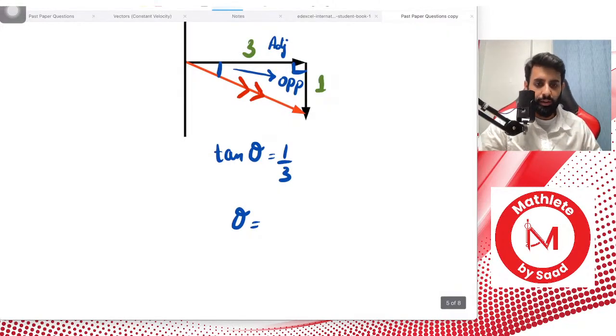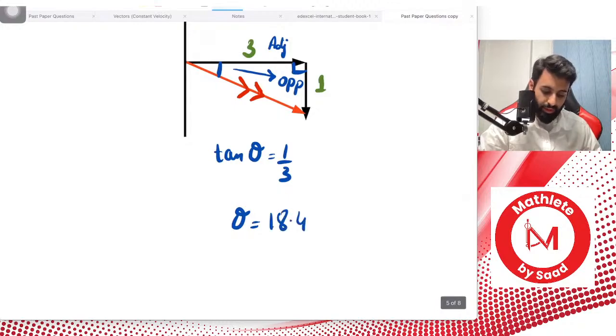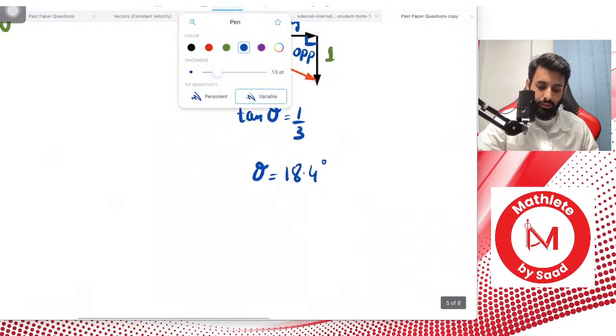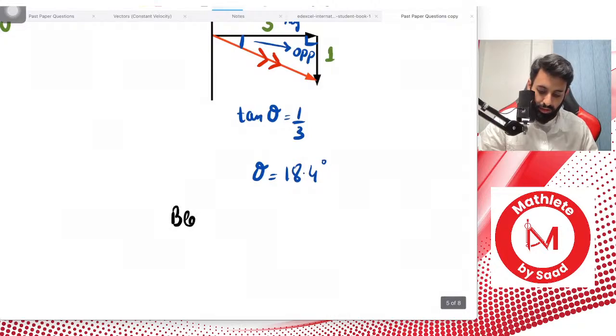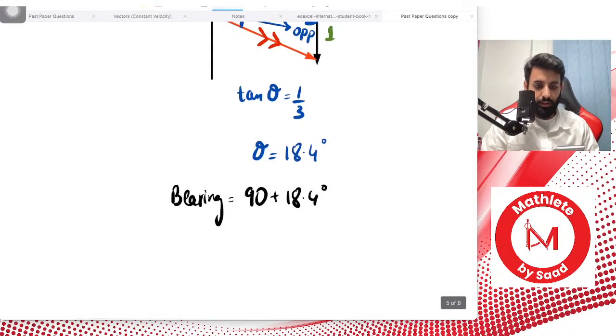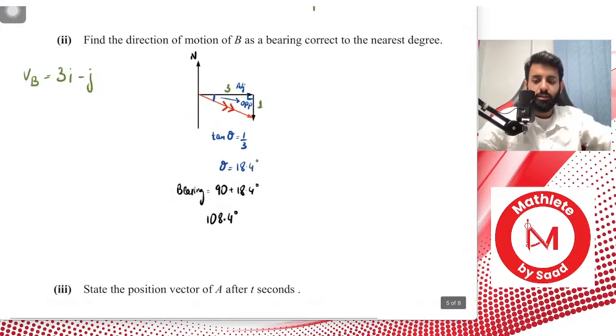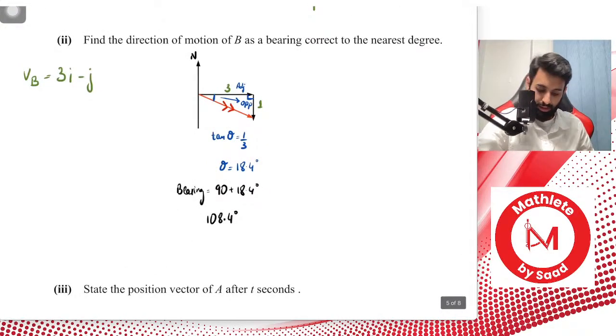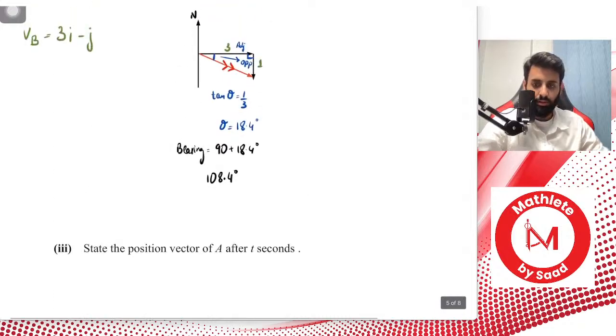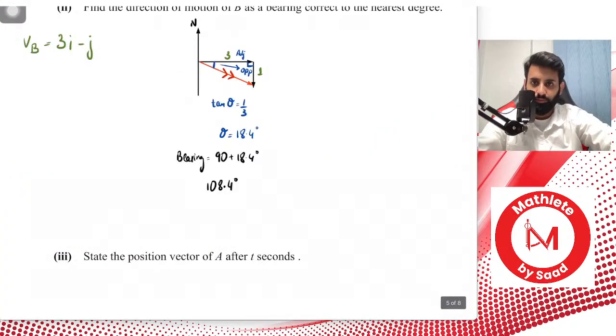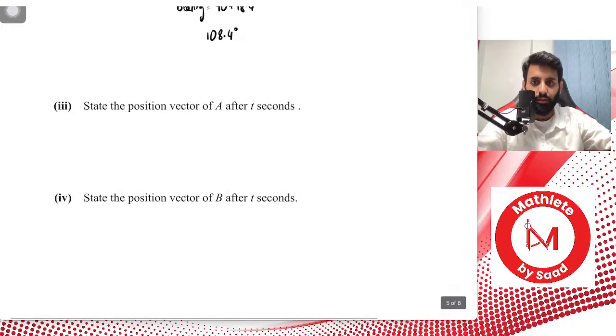So you have 18.4. Okay. Now don't get carried away and think 18.4 is your answer. The answer will be worked out. So the bearing will be 90 plus 18.4 degrees. Okay. So let's work this out. Plus 90. So that's 108.4. Okay, so take a good look at what I've done and see if this makes sense to you or not. And this is from October, November 2016. Paper 2, variant 3.